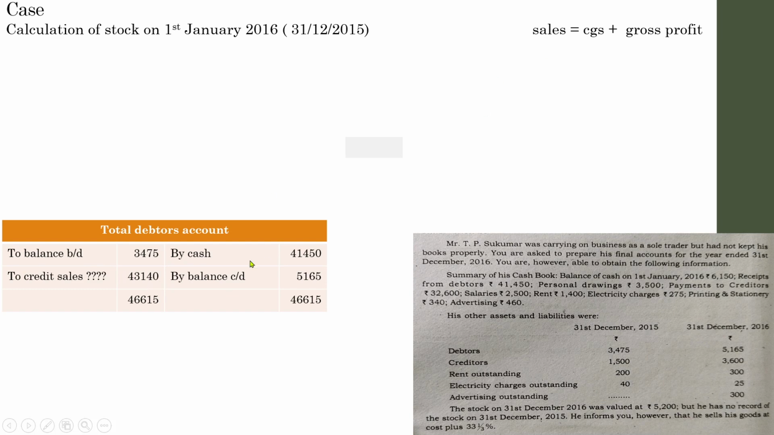So now we can use this equation in this one. Sales during the year is 43,140. Since there is no information regarding cash sales, this amount can be considered as sales during the year.